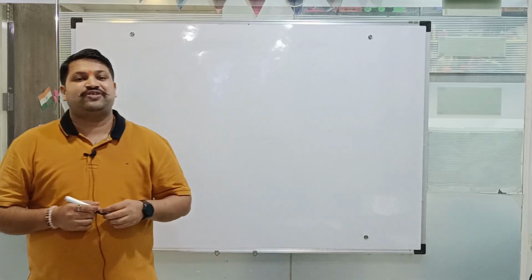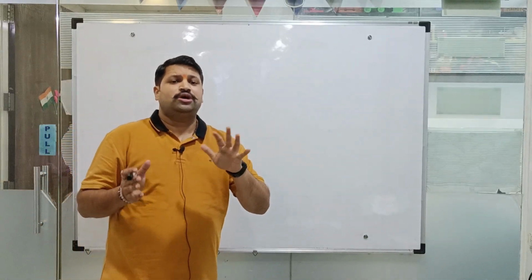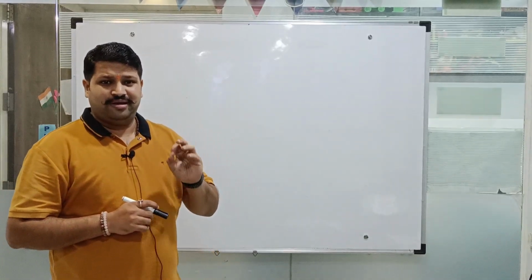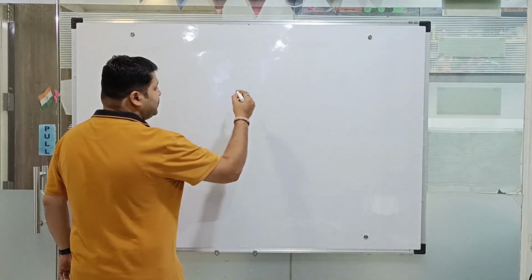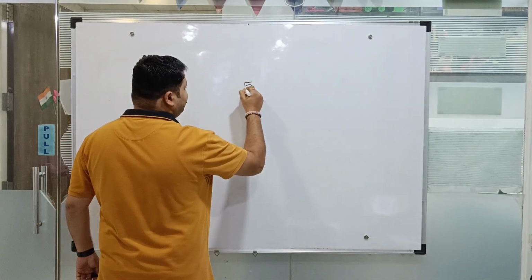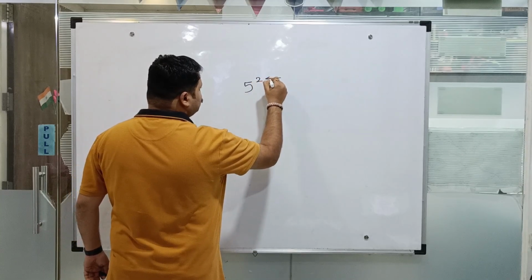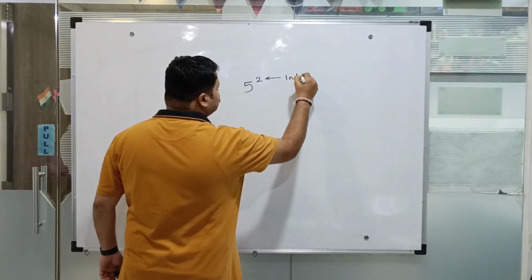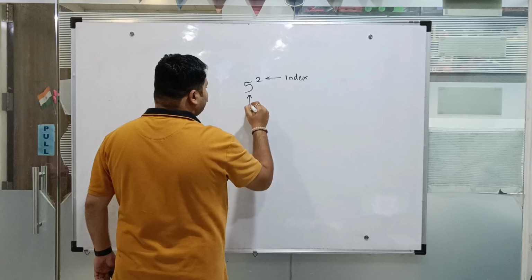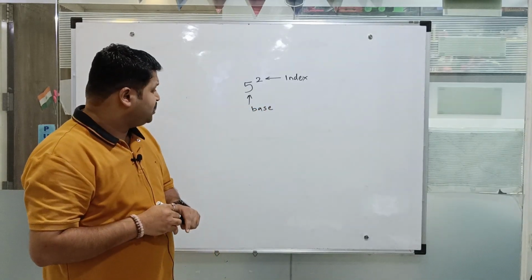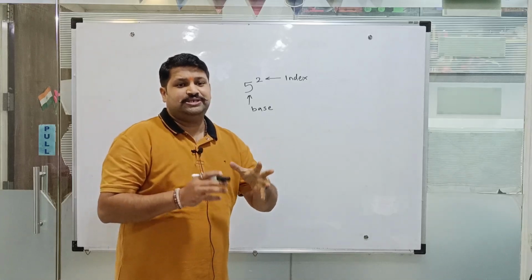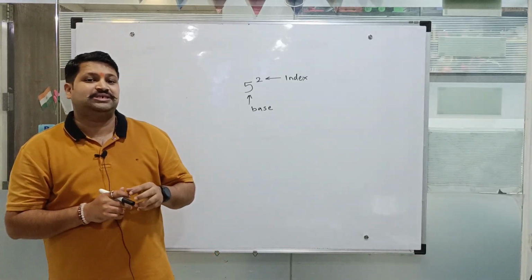In the last episode, when we talked about exponents, we talked about when the bases of the exponents are the same. So let us go over it one more time in brief. Any number, if it's written like this, say I have 5 to the power of 2, then this 2 would be the index and this 5 would be called the base.